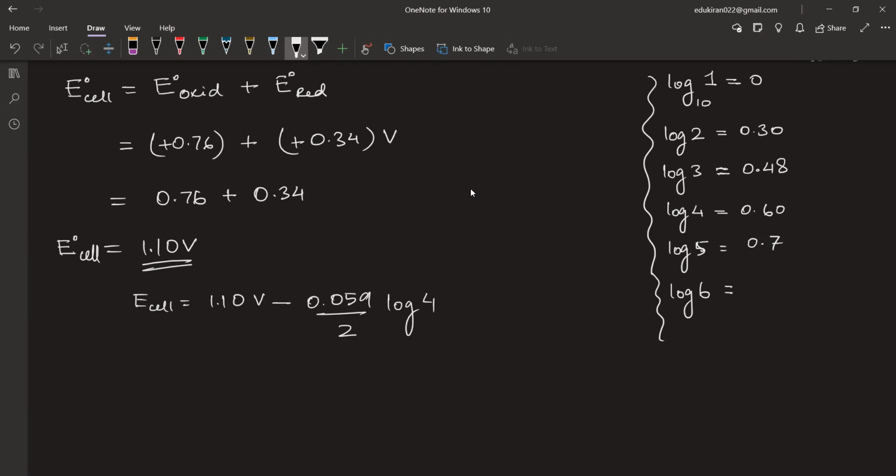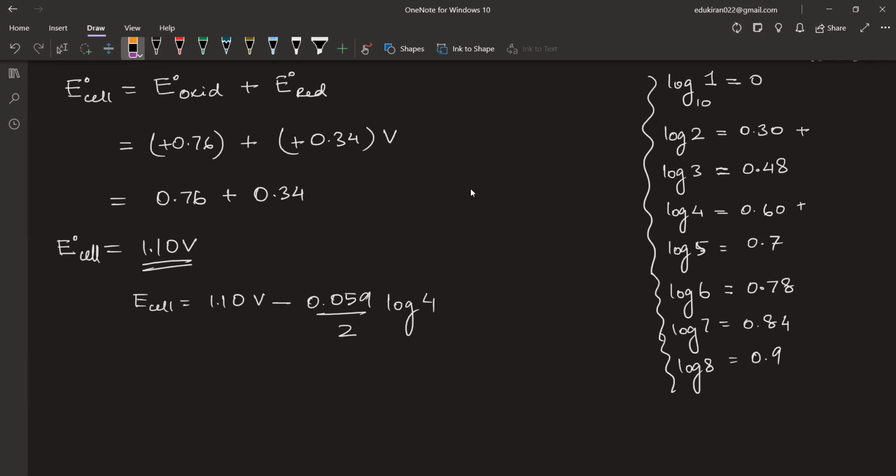Log 6 can be written as the addition of log 3 plus log 2. That means it will be equal to 0.78. That means it is 2 log 2 plus log 3. Okay, we will explain this later, but keep this in mind. Log 7 will be equal to how much? You can write 0.84 or 0.85. Then log 8: 8 is made up of 4 into 2. That means log 4 plus log 2, which will be equal to 0.9.